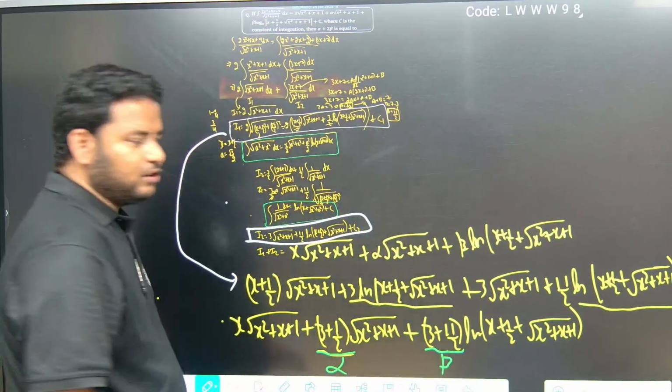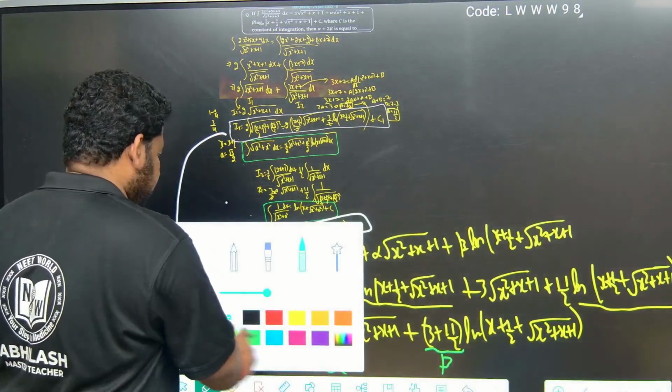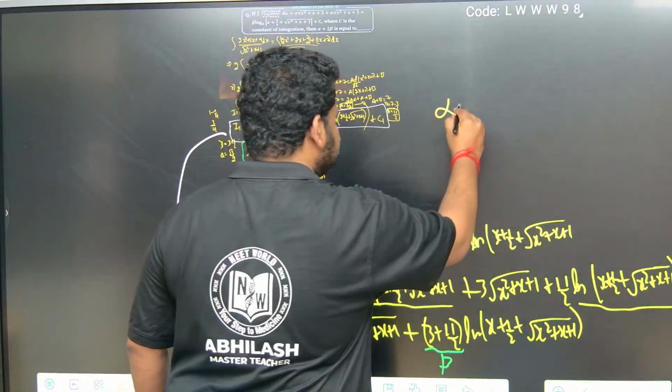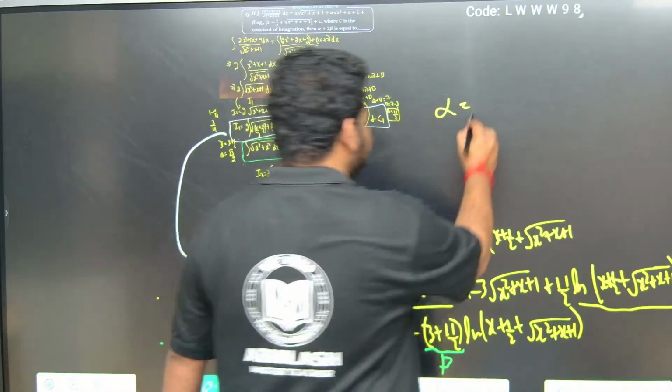Now alpha and beta I got it. What is their value? Let me write down here. Alpha is equal to 3 plus 1 by 2, which is nothing but 3 2s are 6, 6 plus 1, 7 by 2.